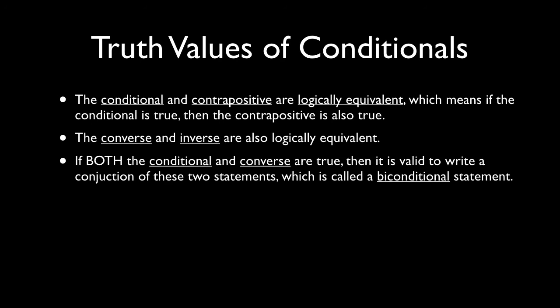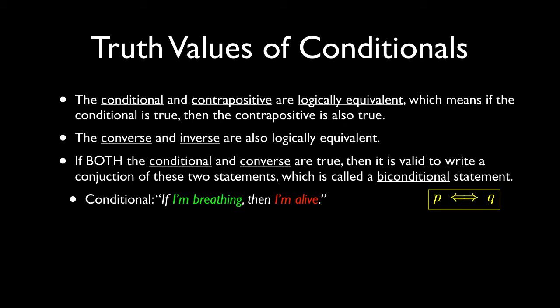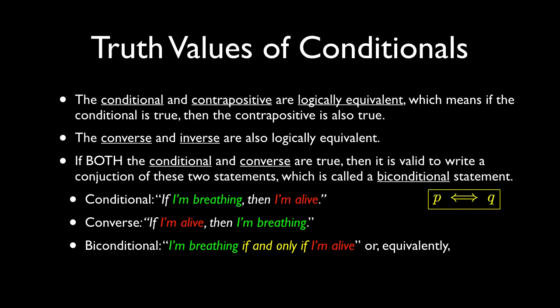And if both the conditional and the converse are true, then we can write a necessary and sufficient statement, the biconditional. So the biconditional says P implies Q and Q implies P. Take an example: if I'm breathing, then I'm alive. If I'm alive, then I'm breathing. Both of those are true, so the biconditional says I'm breathing if and only if I am alive. That is the biconditional statement.